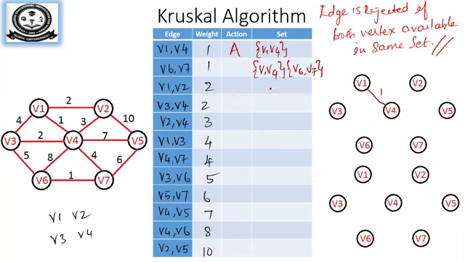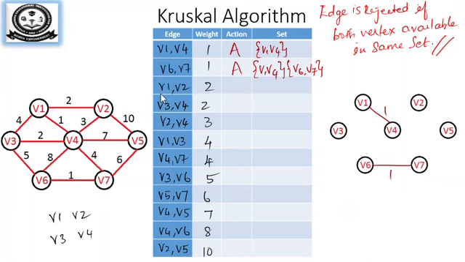If you have two different sets, then in your diagram you will have two different graphs. You can see V1, V4 is separate and V6, V7 is separate. So this edge is also accepted. Now the next edge is V1, V2. So let me remove the second diagram. The next edge is V1, V2.